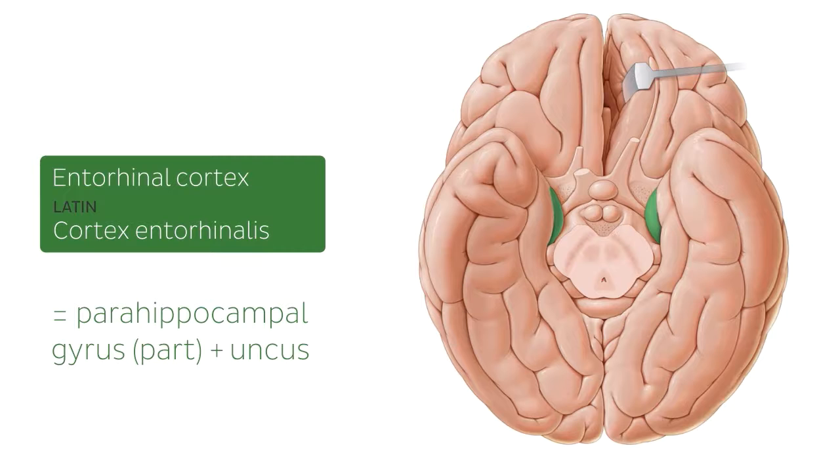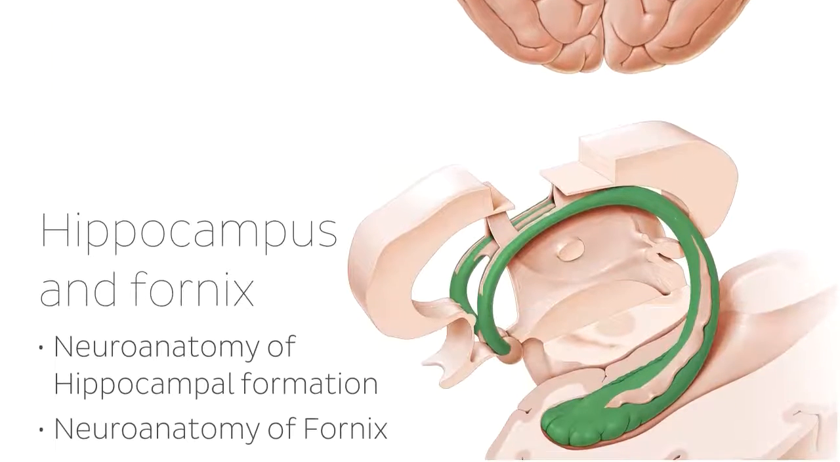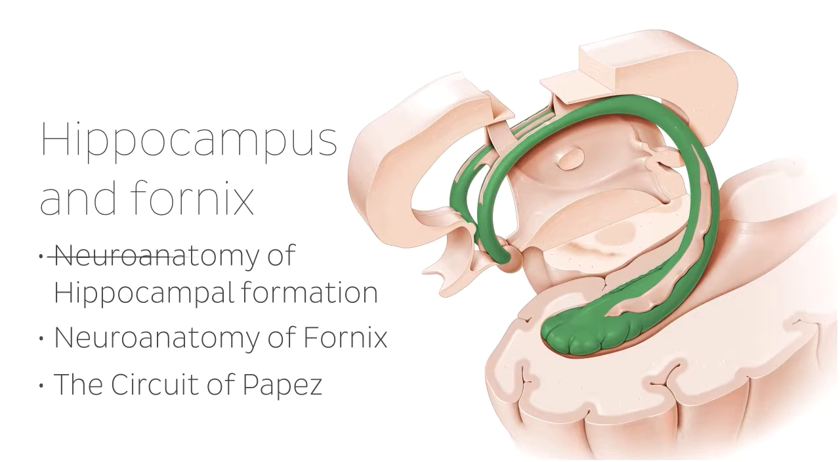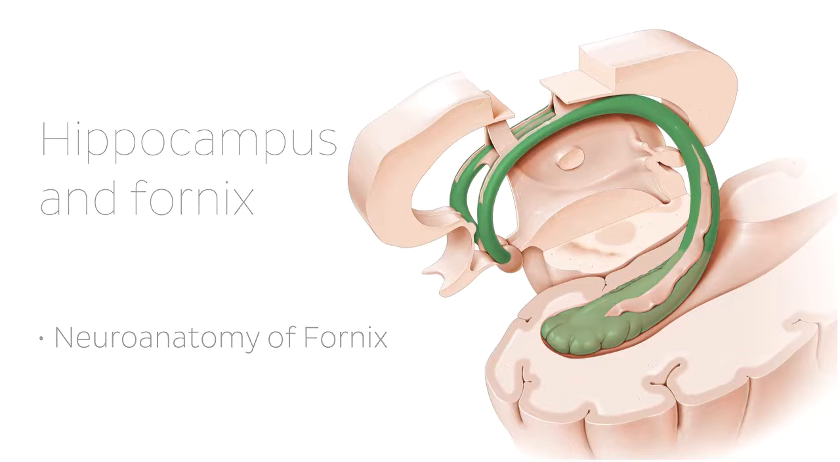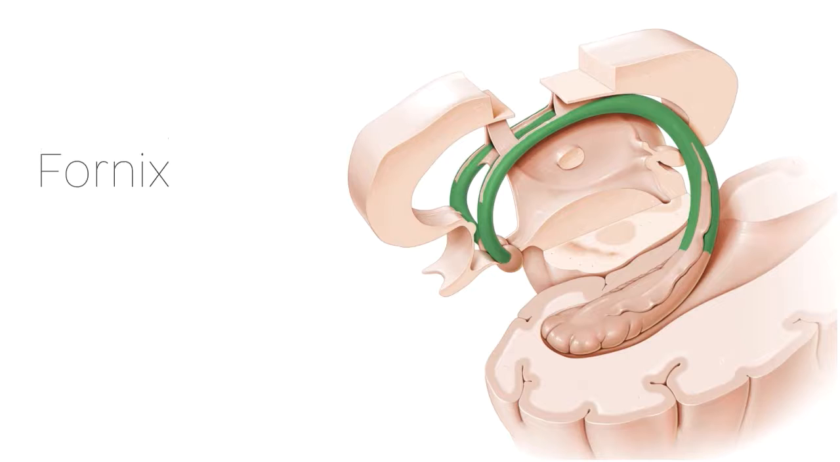Now that we've finished talking about the neuroanatomy of the hippocampal cortex, let's move on to the fornix. As you can see in this image, the fornix is a bilateral structure consisting of bundles of nerve fibers that travel from the posterior portion of the hippocampus all the way to the mammillary bodies. And you can see me tracing this route, from the posterior portion of the hippocampus all the way to the mammillary bodies, which are just here.